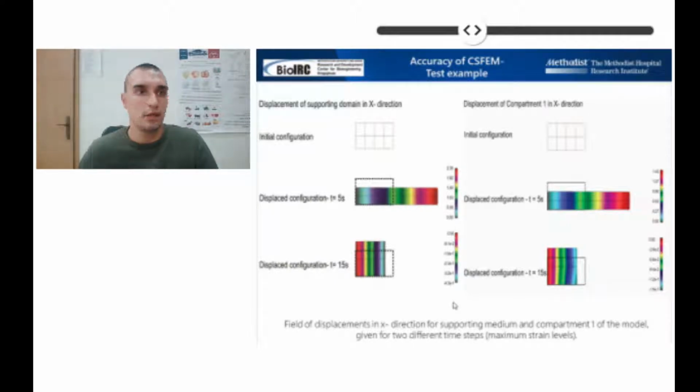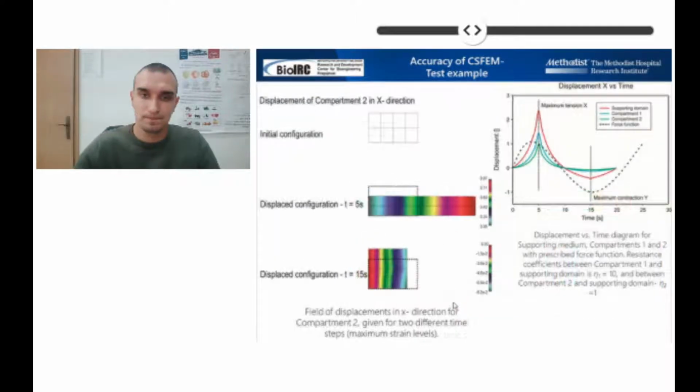Compartment 1 is not loaded, and as such, it follows the supporting medium's tension with an appropriate displaced configuration. Now, also for compartment 2, we have the field of displacements in the x direction, where you can see that compared to the supporting medium and compartment 1, compartment 2 has the lowest displacement values. This is also compared on this diagram on the right, which shows the input force function and compared values for displacements of the supporting medium, compartment 1 and compartment 2. And here is given the maximum tension in x and y directions.